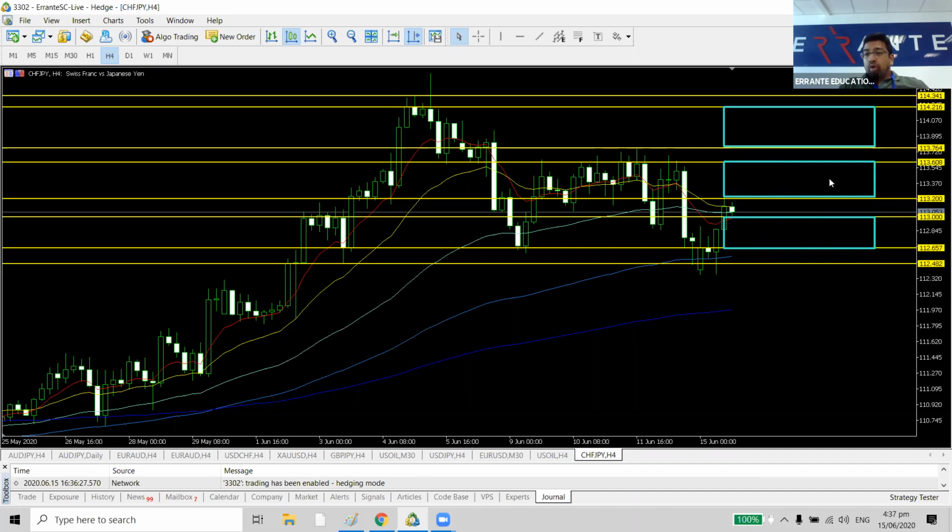Now in this box, what was the last move? It was a last move from the top here to come down, correct? So we are waiting for an upward move, a buy opportunity here. Now here, what was the last move? The last move was a sell. So the next opportunity for you is a buy.